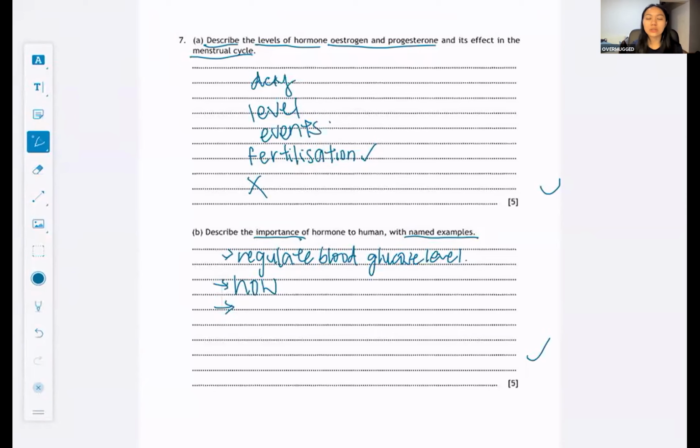Or you can talk about it in general from a homeostasis perspective, which is that when the change is detected, it serves as a message to the effector so that we can respond to the stimulus. It's a why-is-the-hormone-there kind of thing. And the key thing is that please do not answer about progesterone or estrogen, because you already talked about it in A. Even though it's also important, don't answer that.